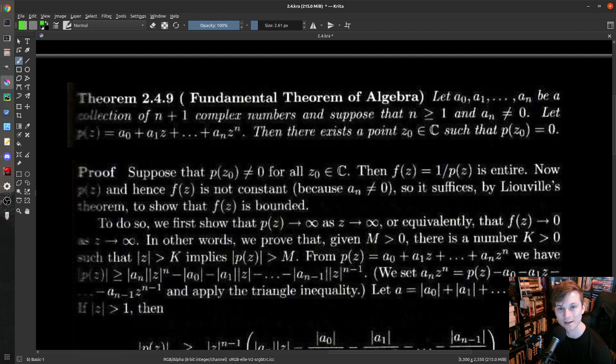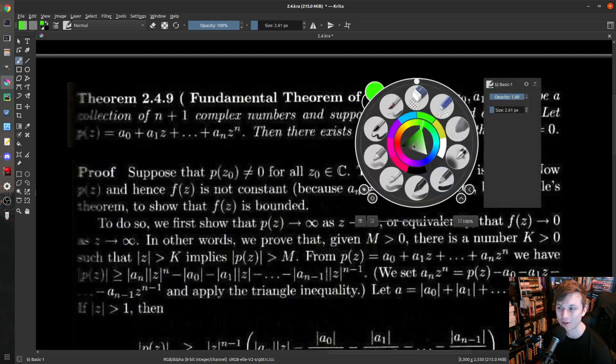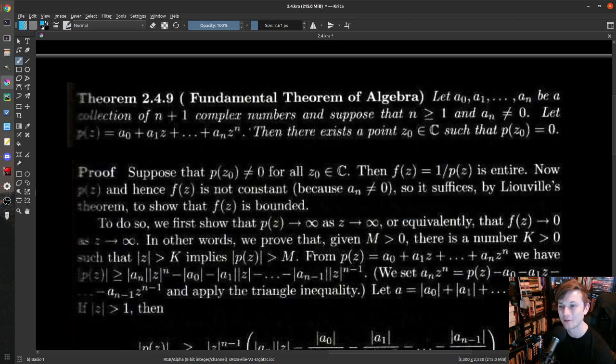There's a slightly shorter way to technically do this, but it would rely on us accepting certain limits that are not well justified quite yet. So we'll just say it in its full glory. So we're going to let a0, a1, all the way up through an be a collection of n plus 1 complex numbers, and we're going to suppose that n is greater than or equal to 1, and an is not equal to 0. So we'll define a function p of z, a polynomial in z, as a0 plus a1 z plus a2 z squared, all the way up to an z to the n.